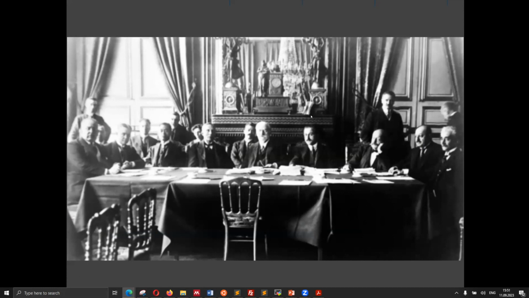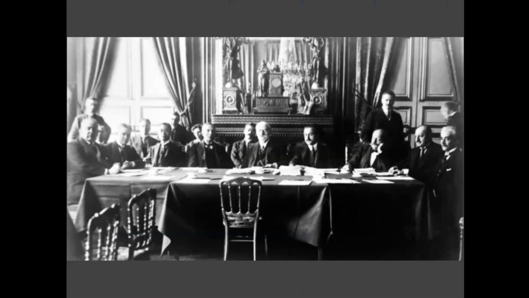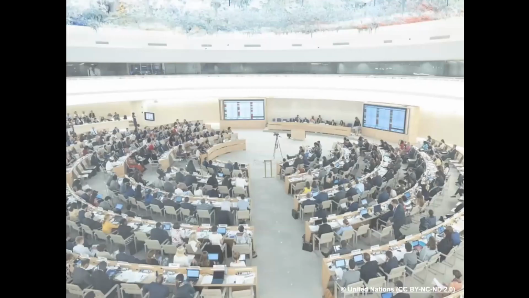And now if you fast forward, this is the Human Rights Council at the UN of Geneva. And what you can see here is, well, first, many more people. I think that's good news. Maybe you cannot see people's faces, but you can see a lot more diversity in skin color. You can see diversity in terms of gender.